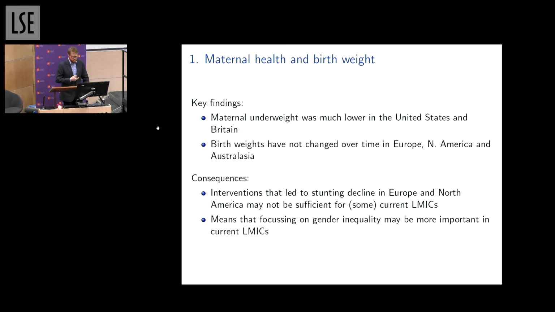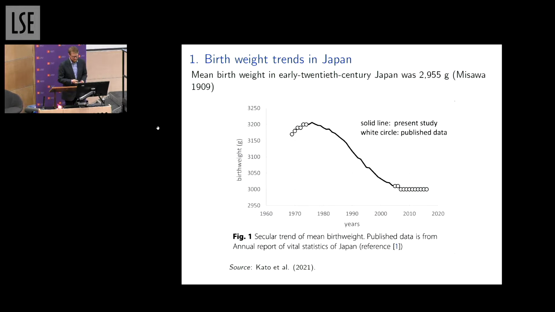Again, I've been over this. We know that there are these differences. And so what that means is that the interventions that led to stunting decline in Europe and North America may not be sufficient for some low and middle income countries today. And that means that we need to really focus on gender inequality and sort that out. I'm not the first person to call on this. I think this historical evidence just bolsters this claim.